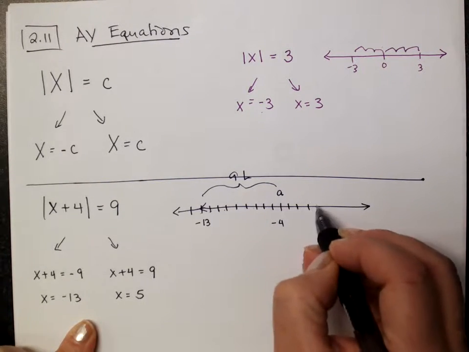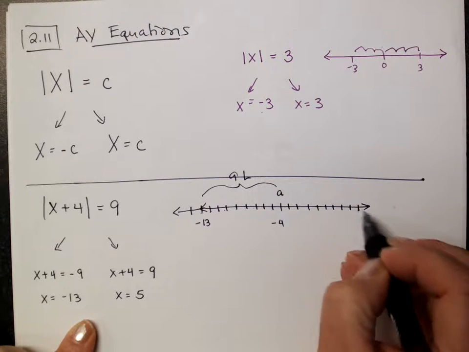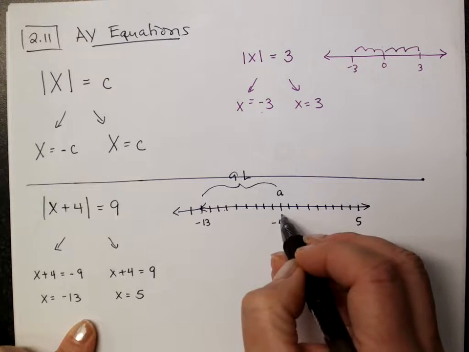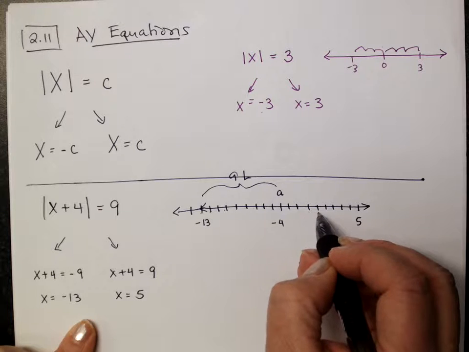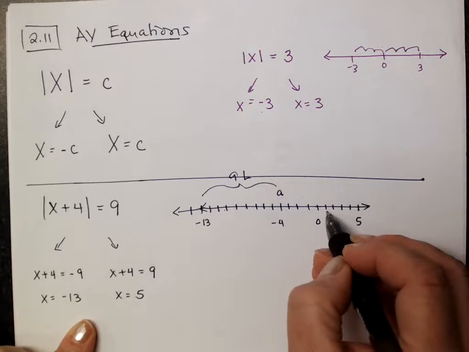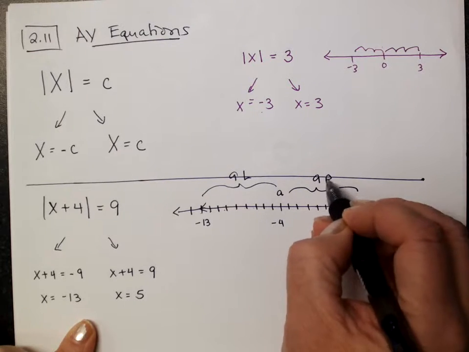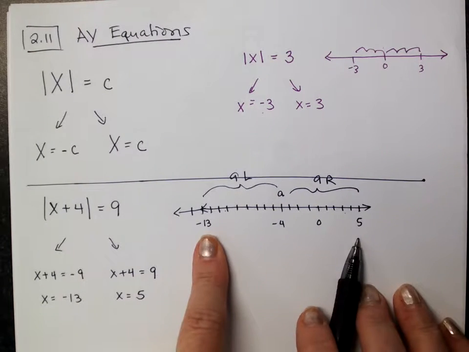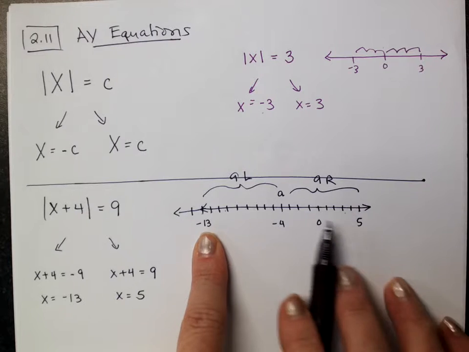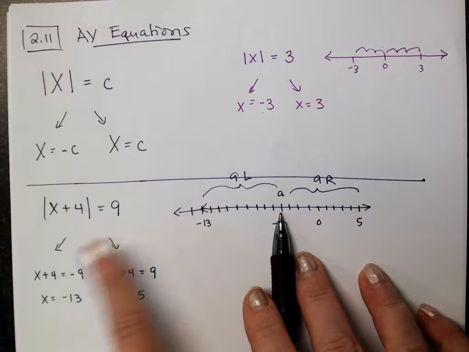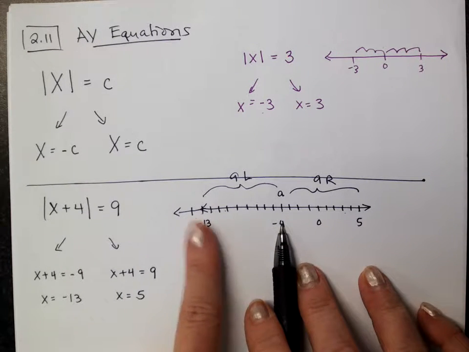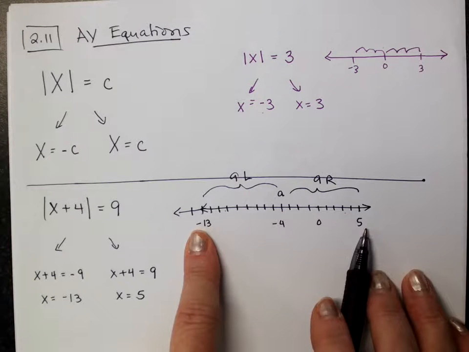1, 2, 3, 4, 5, 6, 7, 8, 9. That'll be 5, because I'll do negative 3, negative 2, negative 1, 0, 1, 2, 3, 4, 5. So 9 units to the right of my anchor point is my other solution. All your anchor point is, if you want to visualize it after the fact, is the halfway point between your left solution and your right solution.